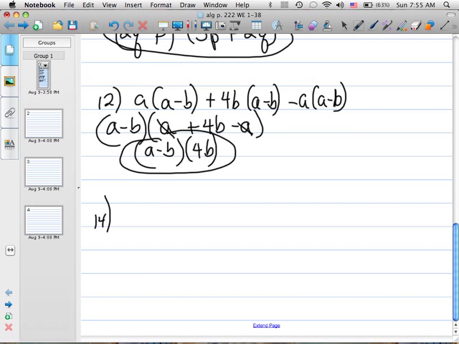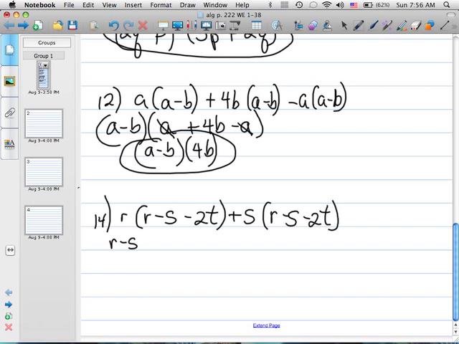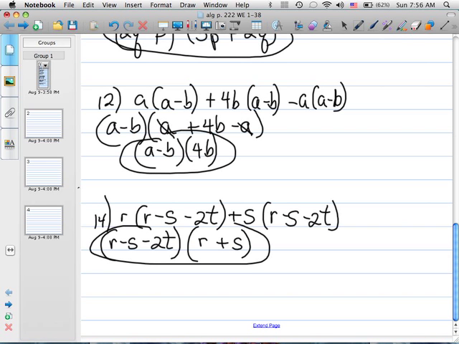14, we have r times r minus s minus 2t plus s times r minus s minus 2t. The trinomials are identical, so we take them out by the distributive property. It's your common factor, the candy. It was first used with an r and then with a plus s. And that's our answer.